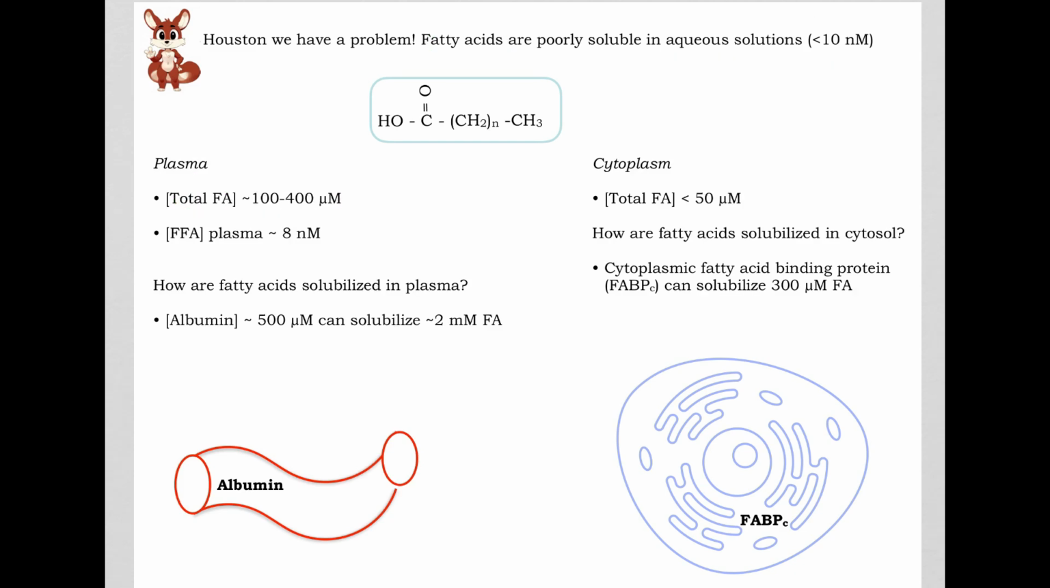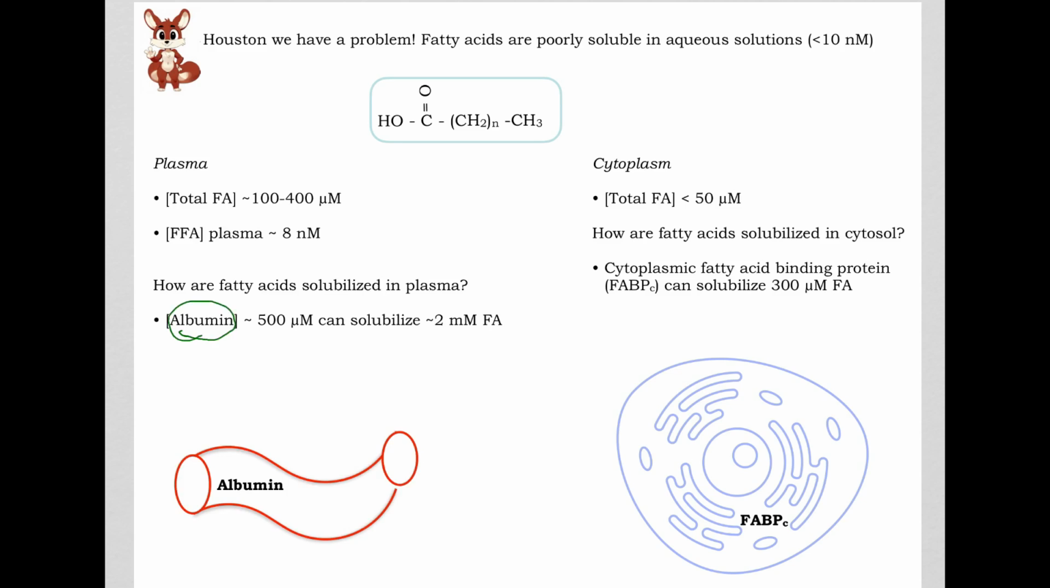Of course, there are some fatty acids in the plasma that are water soluble, and that concentration is about 8 nanomolar. You can see that is less than 10 nanomolar. So we have some fatty acids that are soluble in our bloodstream, but most of it is not soluble. So how do these fatty acids that are not soluble exist in your plasma, in your bloodstream? And the answer is the protein albumin.